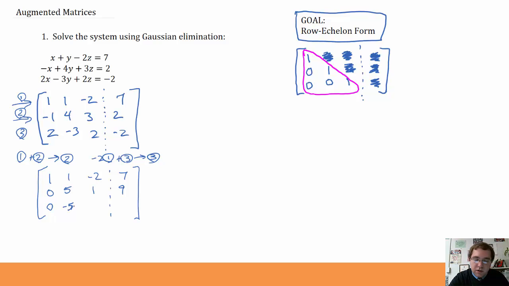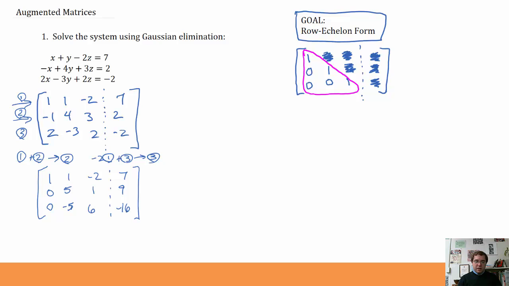Negative 2 times negative 2 is positive 4, plus the 2 makes 6. Negative 2 times 7 is negative 14, plus the negative 2 is negative 16. So now I've achieved the whole first column. I've gotten it to be a 1 in the top left corner and zeros below it. Now I move on to the second column.